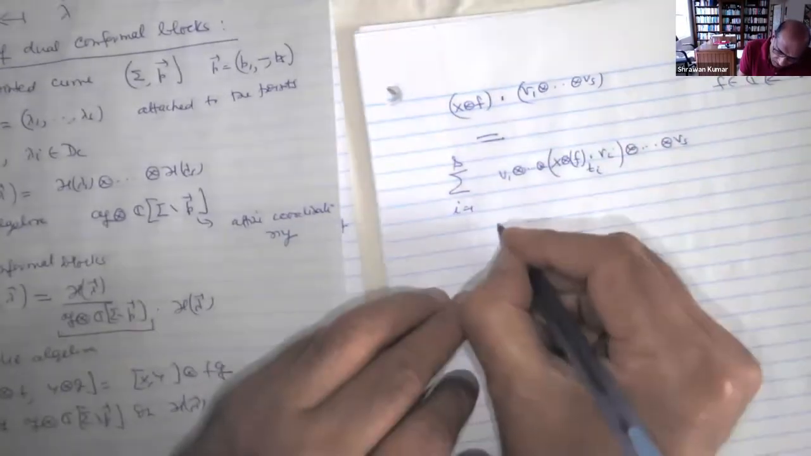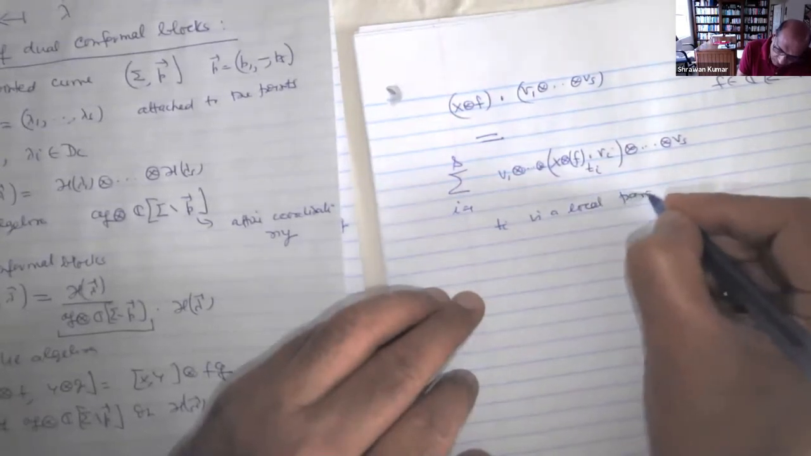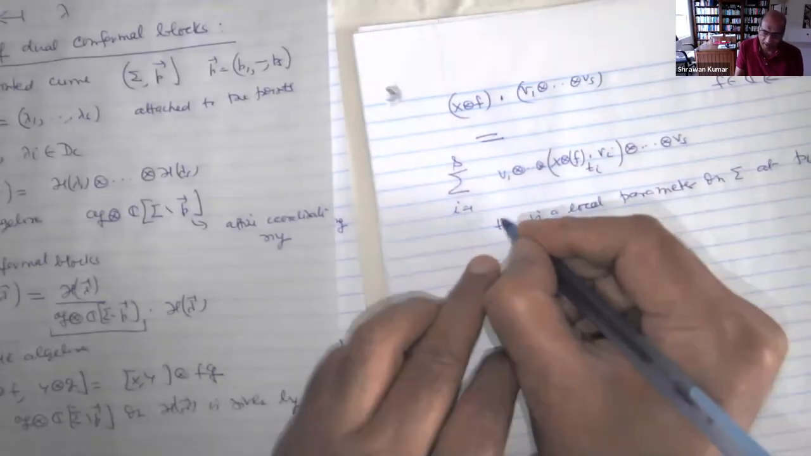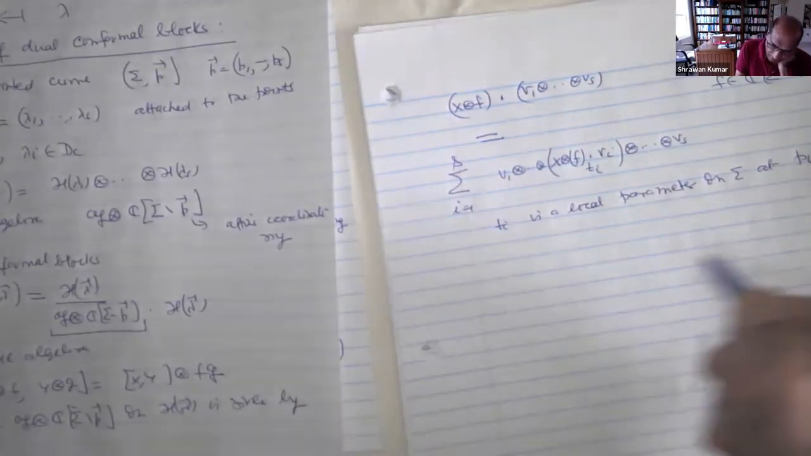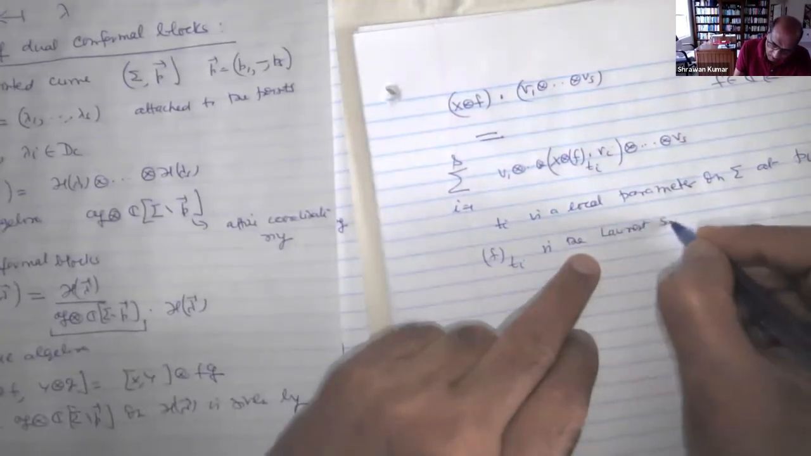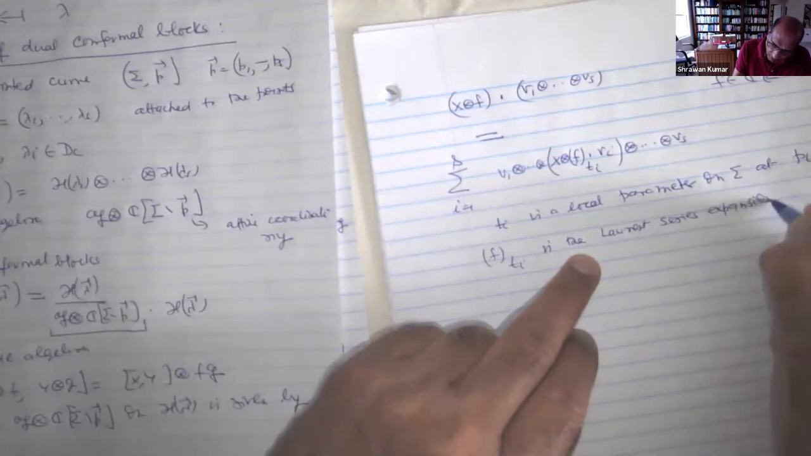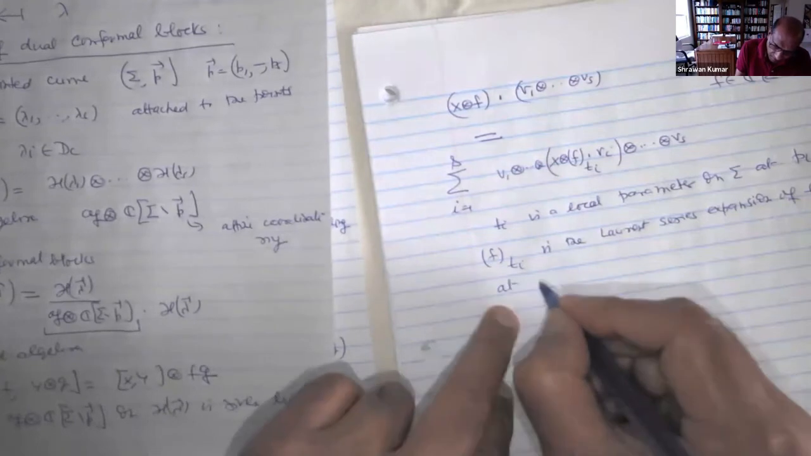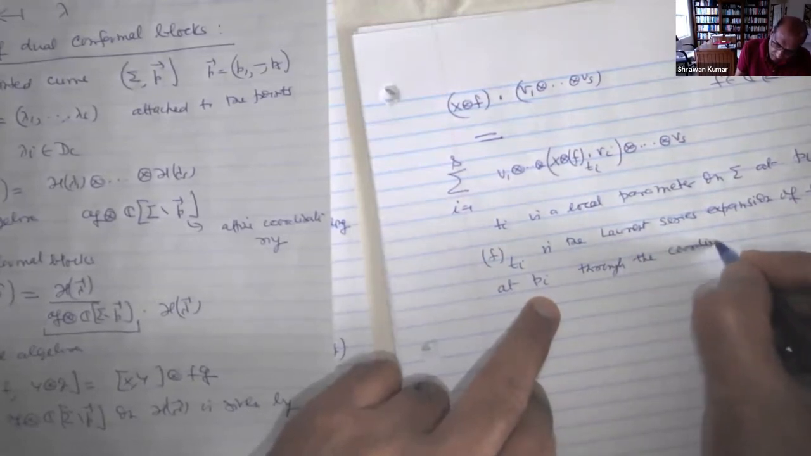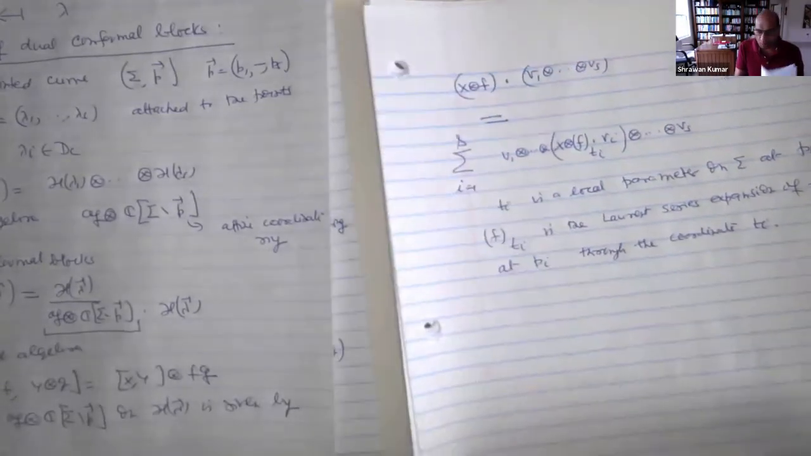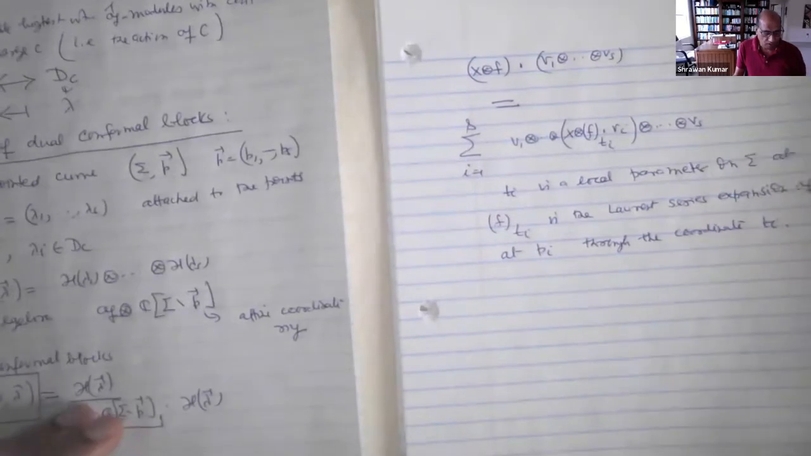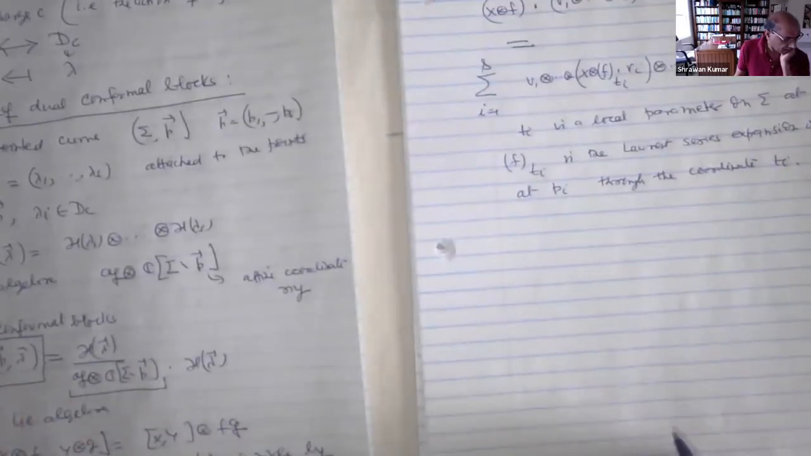Here Ti is a local parameter on sigma at Pi. Observe that Pi is a smooth point, so we can talk about a local parameter there. And F Ti is the Laurent series expansion of F at Pi through the coordinate Ti. So this is the object of main interest for us, and this is what is called the dual conformal block. There is also a dual notion of conformal block, which is basically the dual of this space.